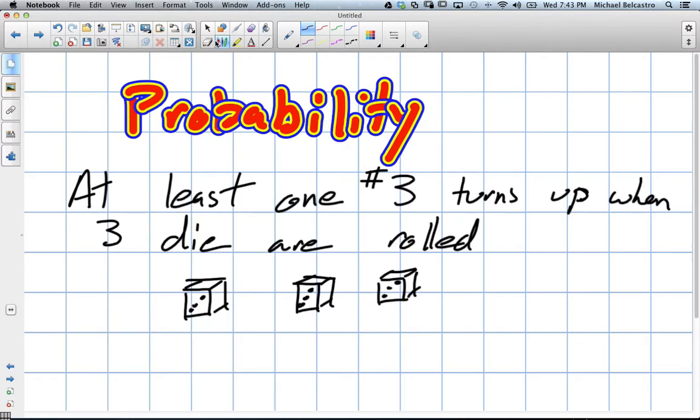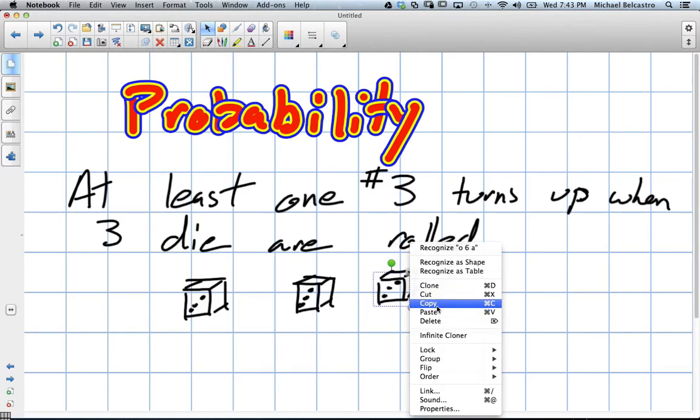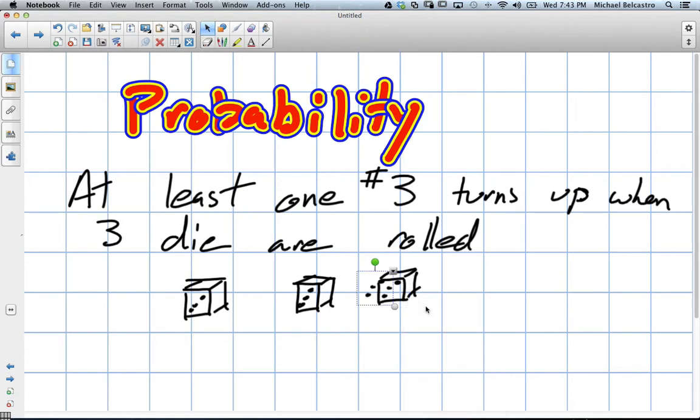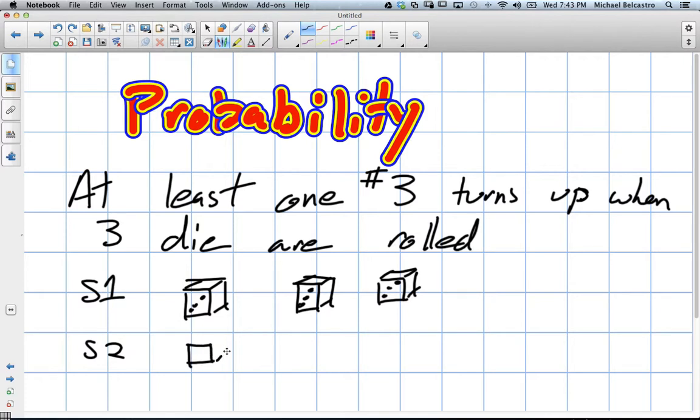What I'm going to do is to... Is that really working there? Copy, paste. No, that's not what I want. Undo. I'm just going to redraw. So we'll call this situation 1, so I'll call it S1. In situation 2, we could have 2 3s show up and something else. Okay.